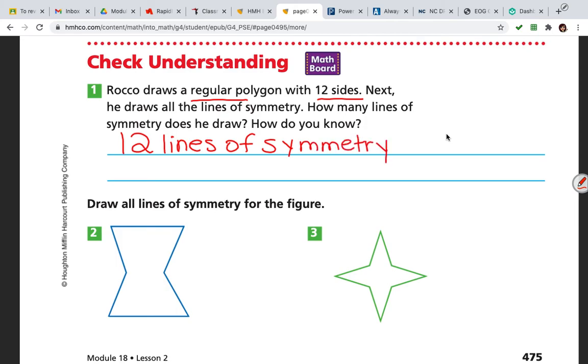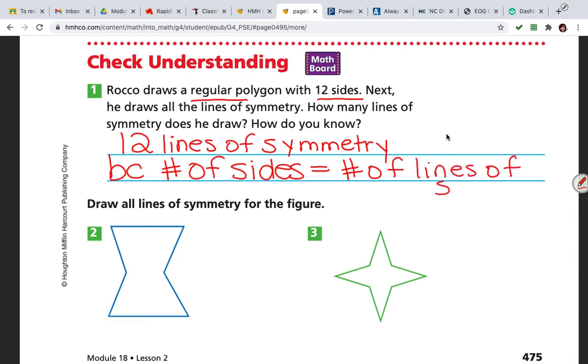12 lines of symmetry. He will draw 12 lines of symmetry because a regular polygon has the same number of sides as lines of symmetry. Because the number of sides, which they gave us, was 12, equals the number of lines of symmetry. We'll also have 12 angles in it. Did I spell that right? S-Y-M-M-E-T-R-Y. Yes.